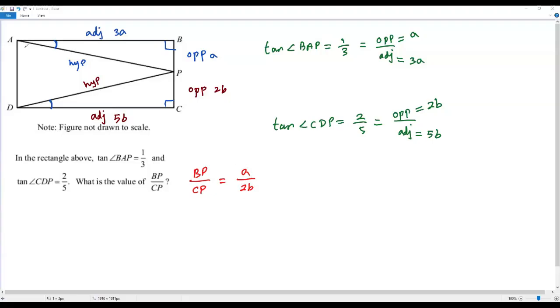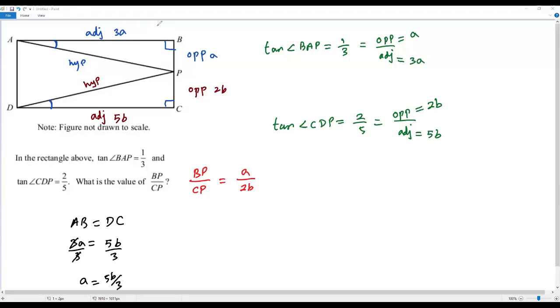So for that, let me consider the two sides of the rectangle AB and DC. These two sides are opposite. In any rectangle, opposite sides are parallel and also equal in length. So clearly AB and DC are equal because they are opposite sides of the rectangle. That means 3A equals 5B. Okay, now let's solve for A in this equation. For that, we divide both sides by 3. When I do so, this 3 will cancel. I'm getting A equals 5B divided by 3.